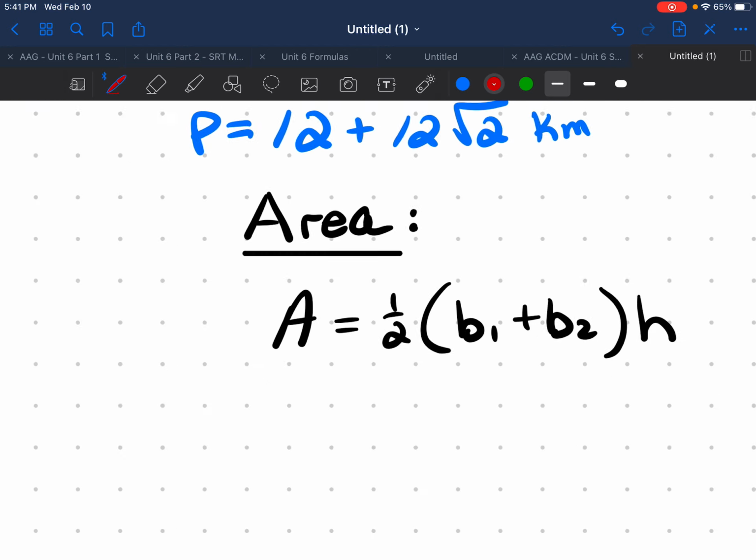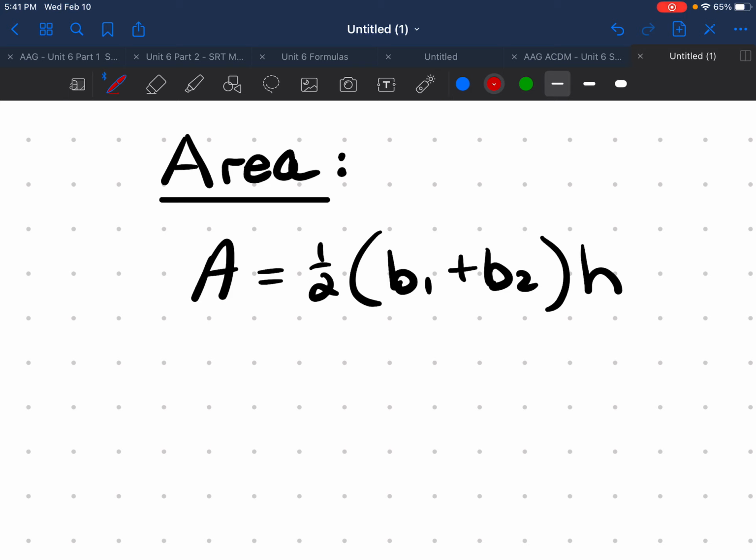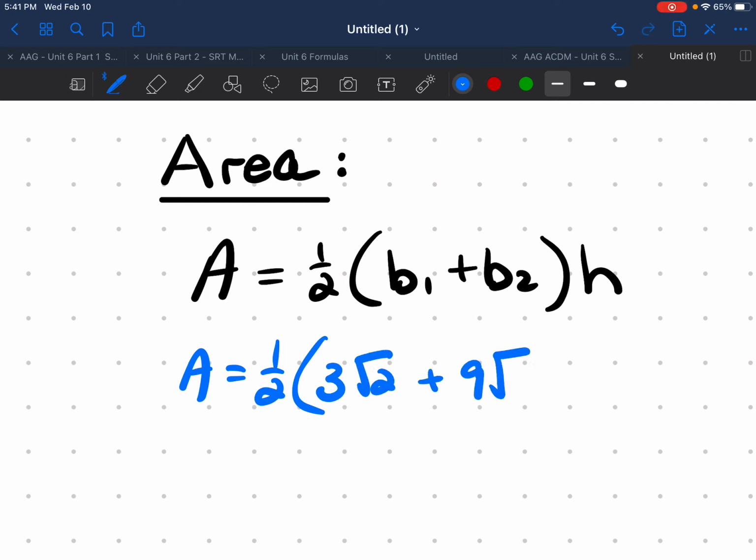So now I got to substitute my numbers in here. So let's say area equals 1/2. Now the smaller base was 3 radical 2. The longer base was 9 radical 2. And the height was 3 radical 2. There's a lot going on here.